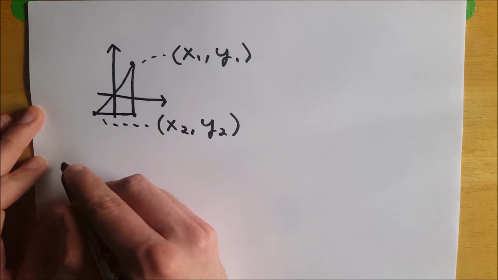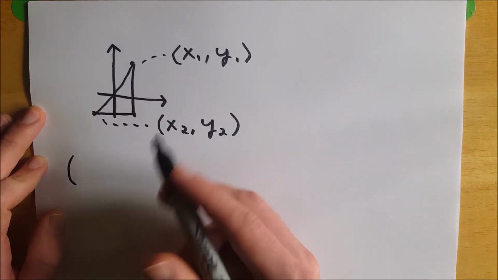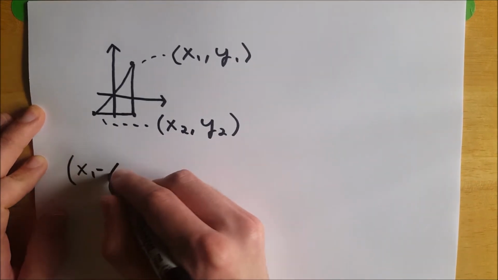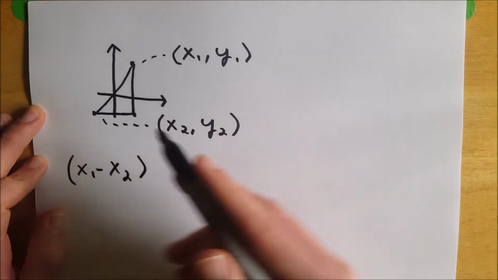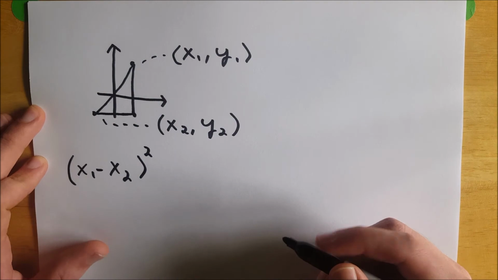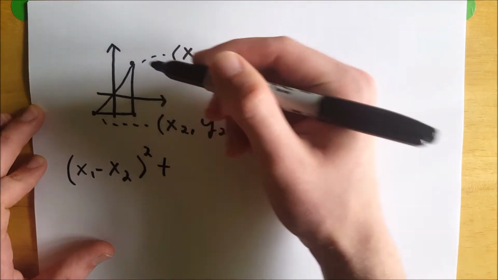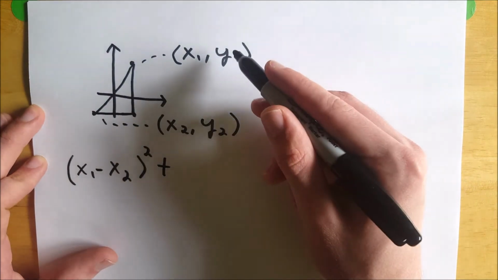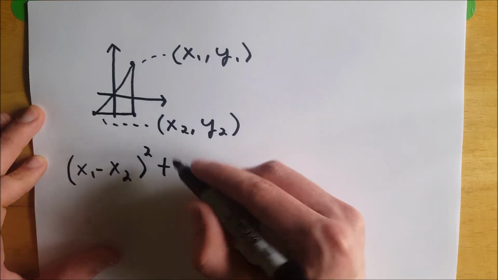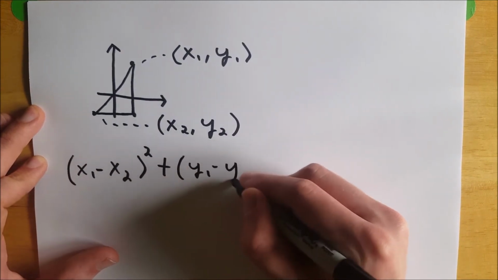So we know that the length of this side, we're going to try to build an equation using the Pythagorean theorem here. So we know the length of this side is x1 minus x2. And this is the first leg of a right triangle. We're going to square it because we're using the Pythagorean theorem. And to this, we add the length of this side, which again, it's self-evident. It's y1 minus y2. It's a vertical line. It could just as well be a number line.